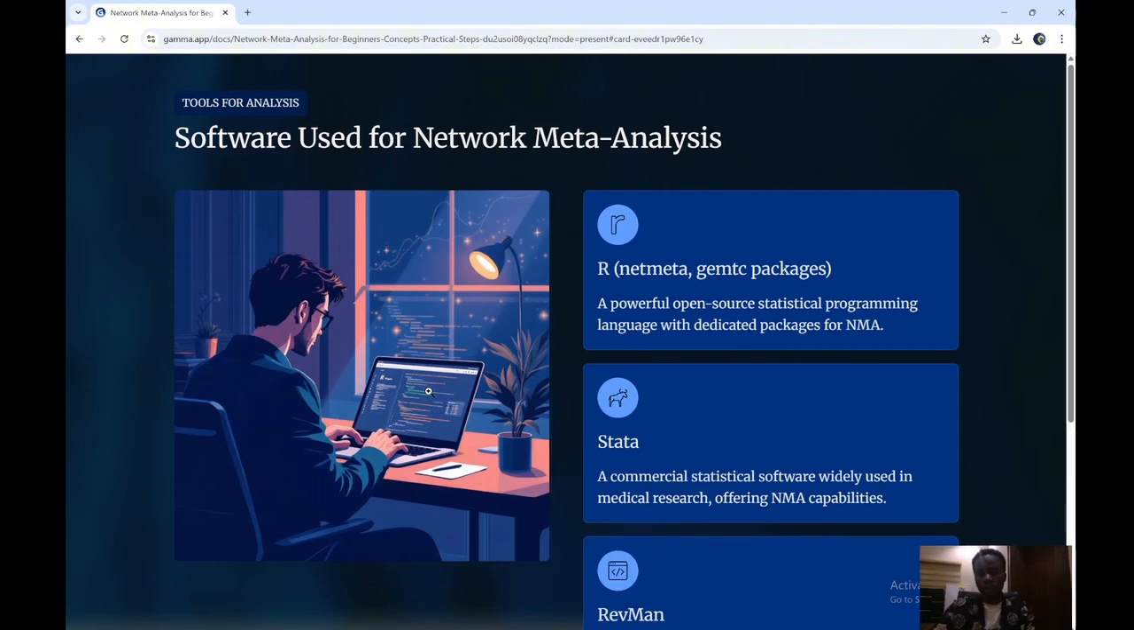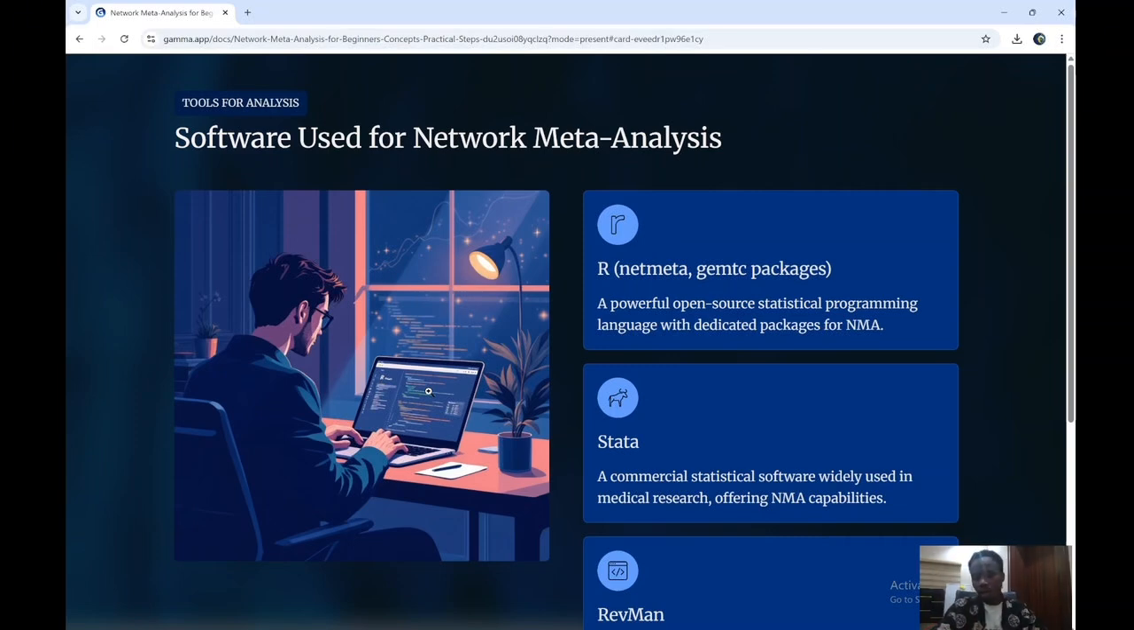Now, the most important thing there is that as someone that really likes Review Manager, I've used Review Manager severally for several meta-analyses, but in terms of a network meta-analysis, there are a lot of limitations. But there are actually a lot of packages and software that are quite handy for you to start your network meta-analysis. One of them is what we call the R software. When you install R, you also need to install RStudio, which is going to give you a much better interface for running your network meta-analysis. Some of the packages that are going to be very imperative are netmeta and gemtc, and lots of others. These are powerful open source statistical programming languages with dedicated packages for network meta-analysis.